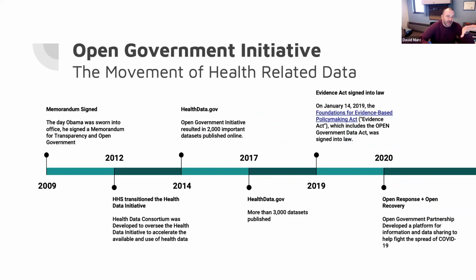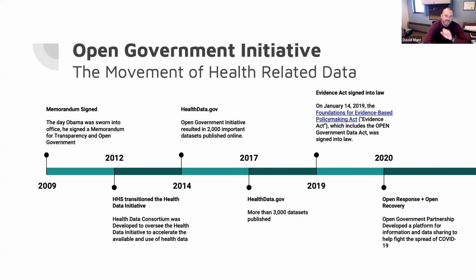It began in 2009 in terms of the federal government's participation. The day that President Barack Obama was sworn into office, he signed a memorandum for transparency in open government. And over time, that transitioned into creating resources and tools to support access to government data. Data.gov was created, and then this community site called HealthData.gov was developed to allow public access to healthcare-related data sets.